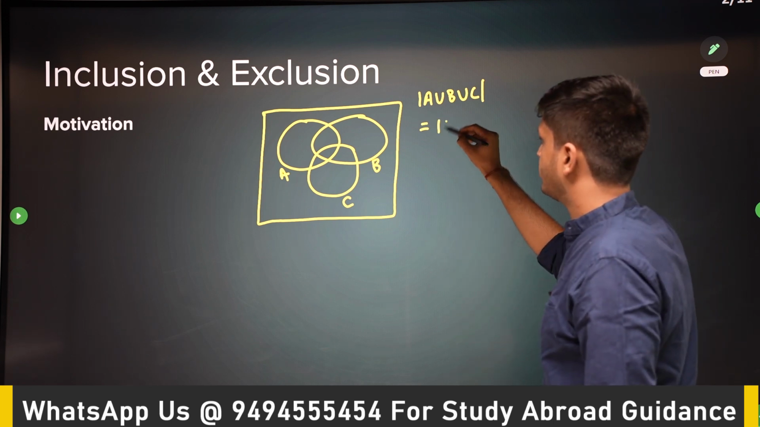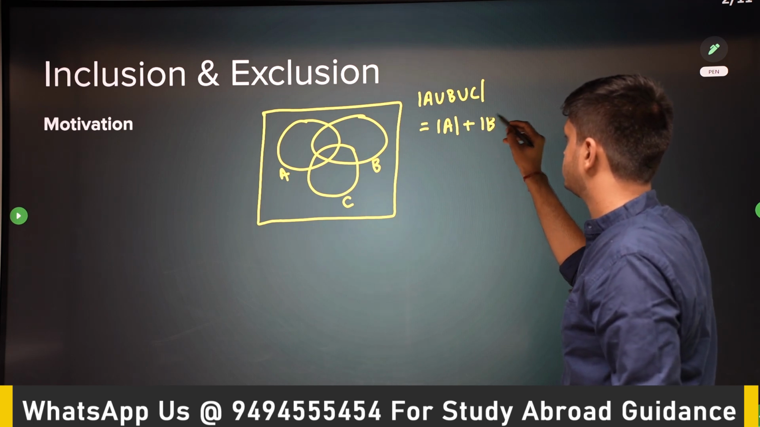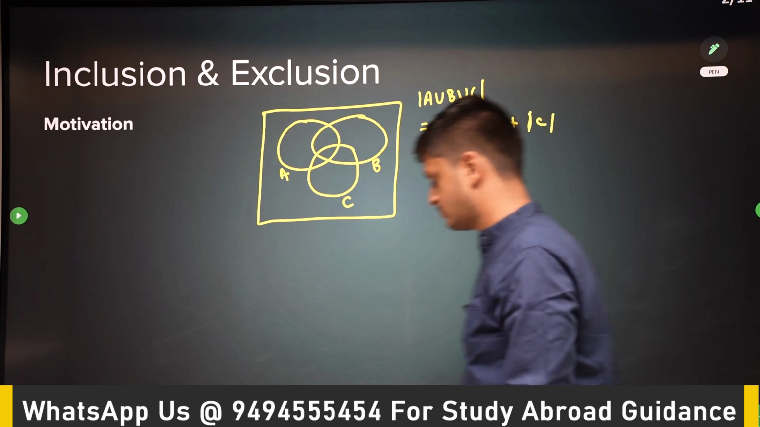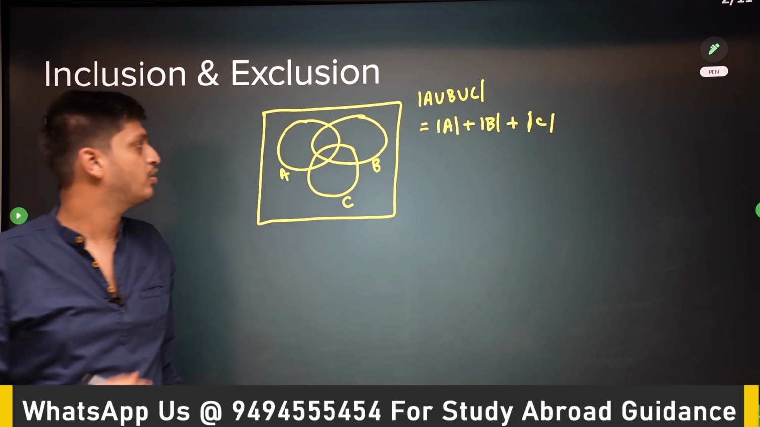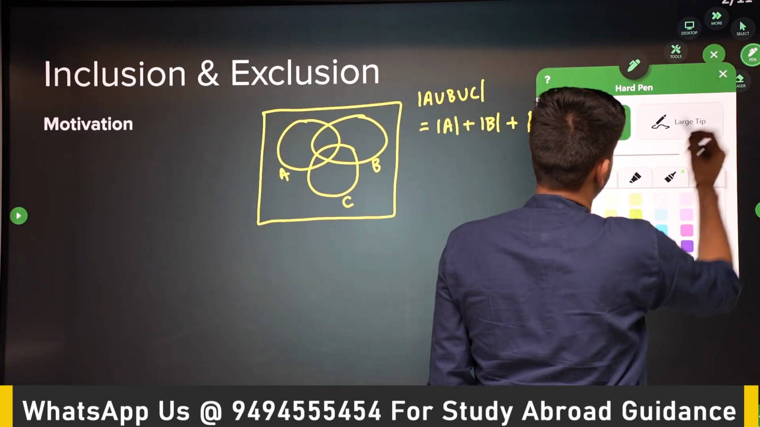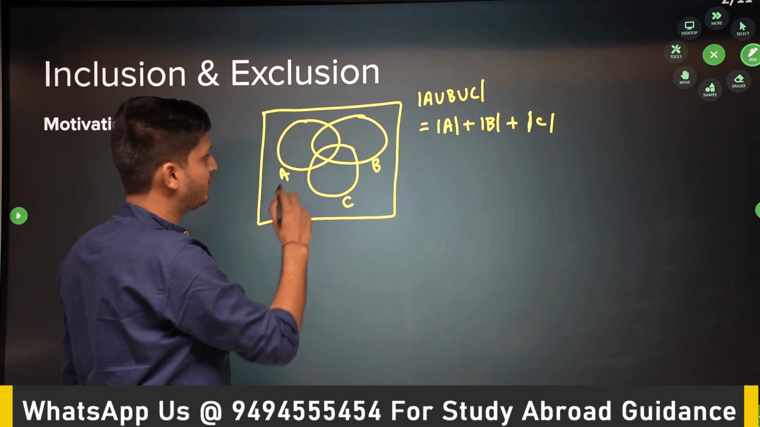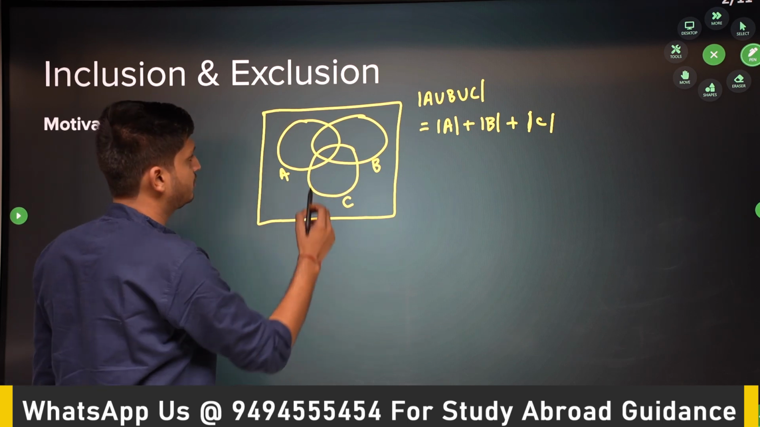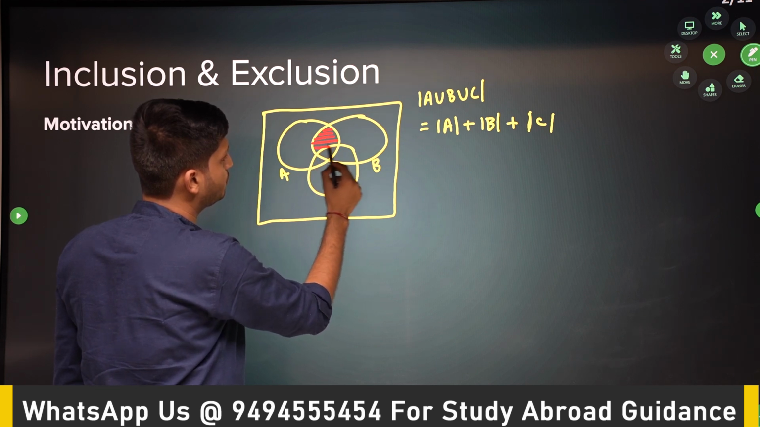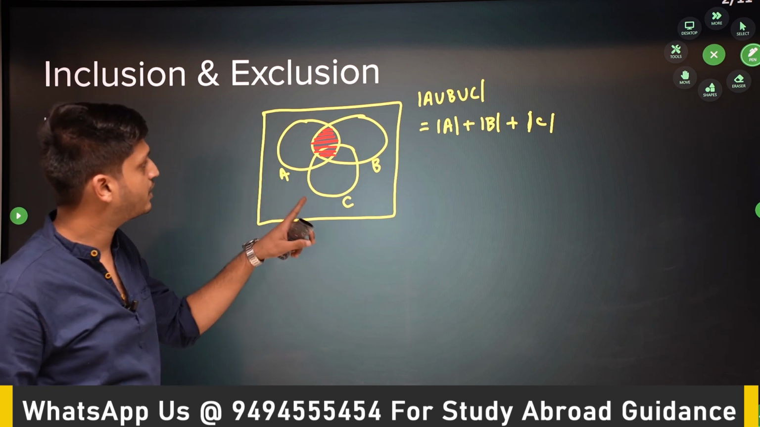It will be the number of elements in A, plus the number of elements in B, plus the number of elements in C. This is okay, but right now we are overcounting. When we are adding all the elements in A, B and C, this particular area which is in both A and B is counted in both A and B.